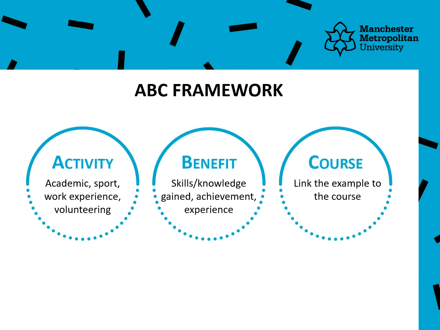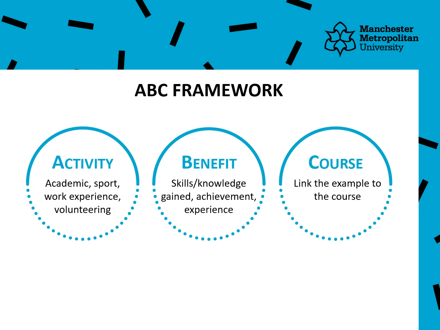A really useful framework to work by is the ABC rule. So A is for activity, B is for benefit, and C is for course. This is a really good way of talking about the different activities that you've been involved with, highlighting the benefit of doing them, and finally making that link to the course. You can use the ABC framework in any of the paragraphs within the main body of your personal statement, and this will really help you to make all of your examples relevant to the course that you are applying for.